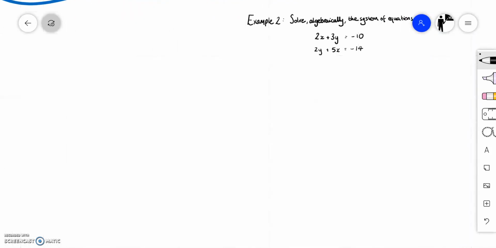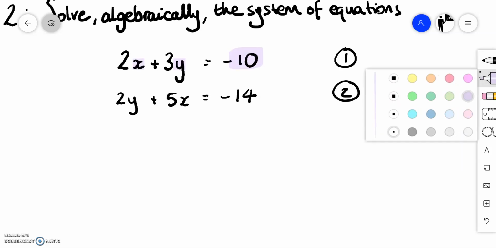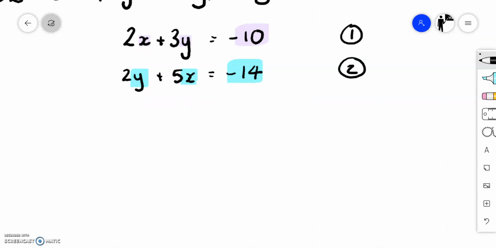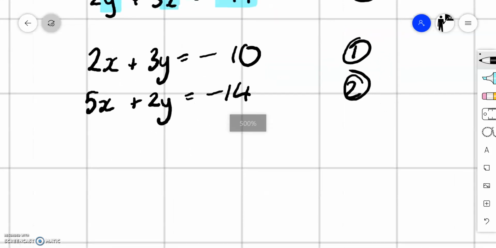Okay, example 2. Solve algebraically the system of equations. So this is equation 1, this is equation 2. One wee thing to watch out for here. Notice that the order here goes x, y, number, whereas in this one here, it goes y, x, number. So before we do anything, let's rearrange them to be the exact same. So I want x's to be first. So 2x plus 3y is minus 10. And then 5x plus 2y is equal to minus 14. That's equation 1 and equation 2. It's easier when everything's aligned.